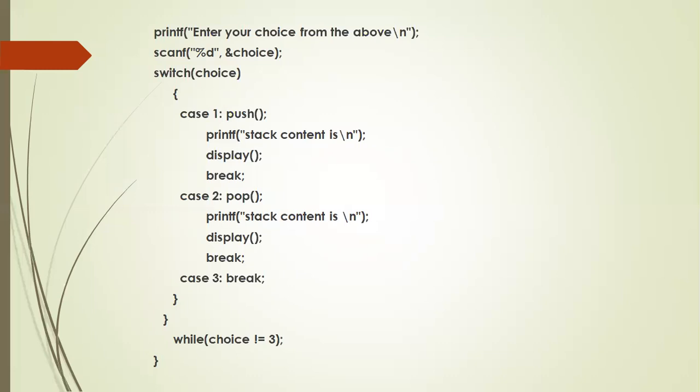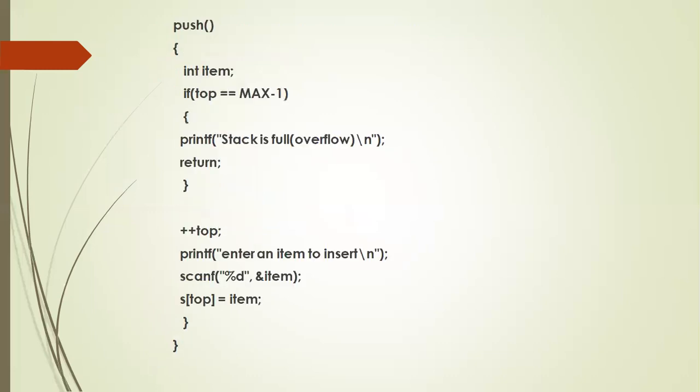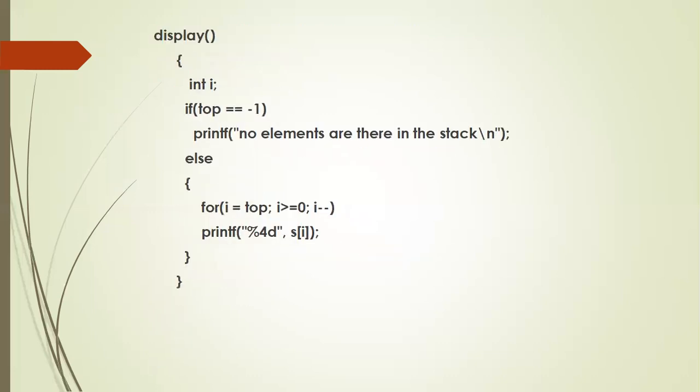For example, I will show it once. After 10, 20, 30, 40, 50 are inserted, that is, 5 elements, at that time top is how much? 4. So you call which function? The display function. When you call the display function, you see top is how much? 4. Top equal to -1 is false. So then i starts from the top value. Top value is how much? 4. Till it becomes 0, that means 4, 3, 2, 1, 0.